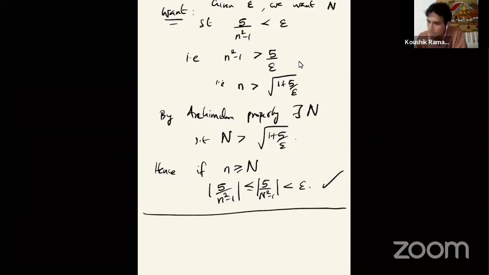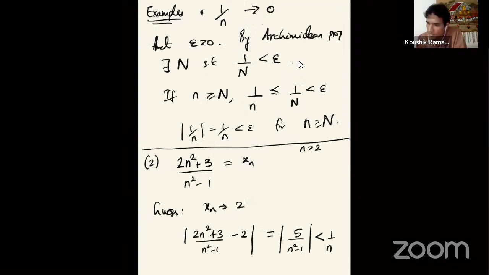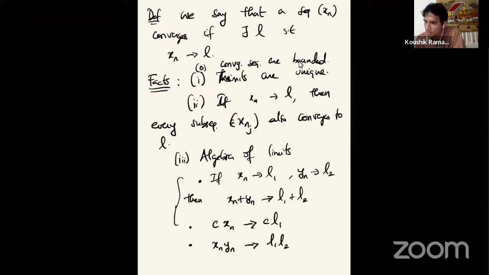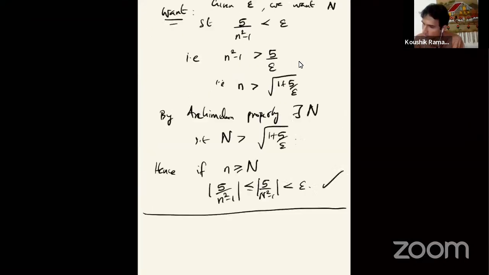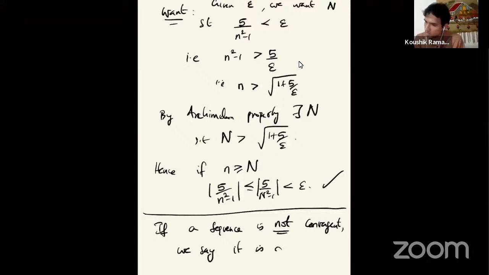Okay. So maybe we can talk about some sequence which does not converge. We have written here the negation. What does it mean? If a sequence is not convergent, it's called divergent. So maybe we just write it down: if a sequence is not convergent, we say it is divergent.